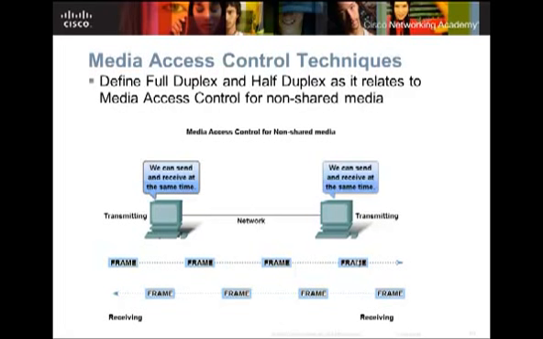Half duplex, on the other hand, is what hubs only support. With half duplex, we either can send or we can receive at one time. That's it. Half duplex is kind of like talking on a walkie-talkie. If you've ever talked on a walkie-talkie before, you either can talk or you can listen. You cannot do both at the same time.